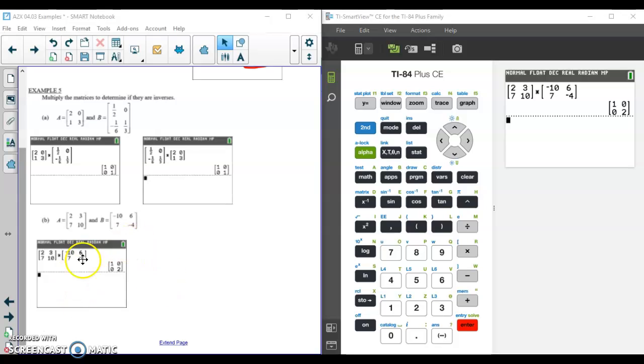So we see when we have this matrix here that this number right here, that 2, is not part of the identity matrix. So in B, once we see one way it's not the identity matrix, we know these are not inverses. So we can stop right here and say that no, these are not inverses.